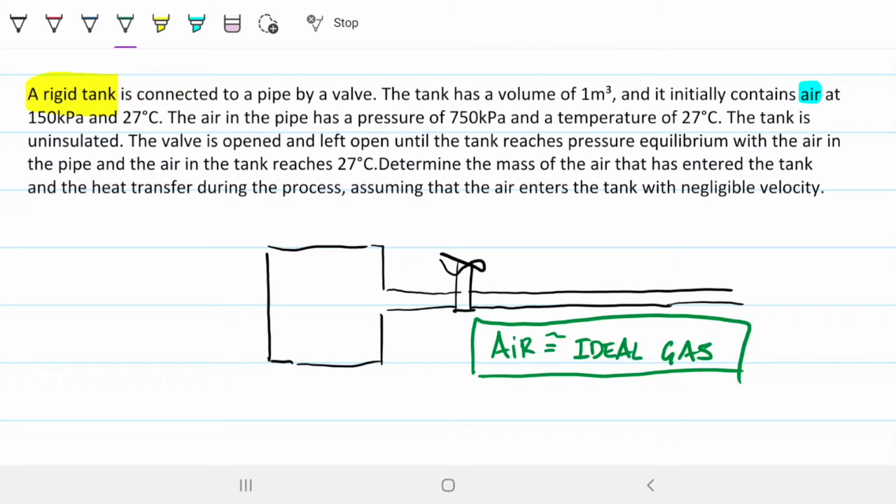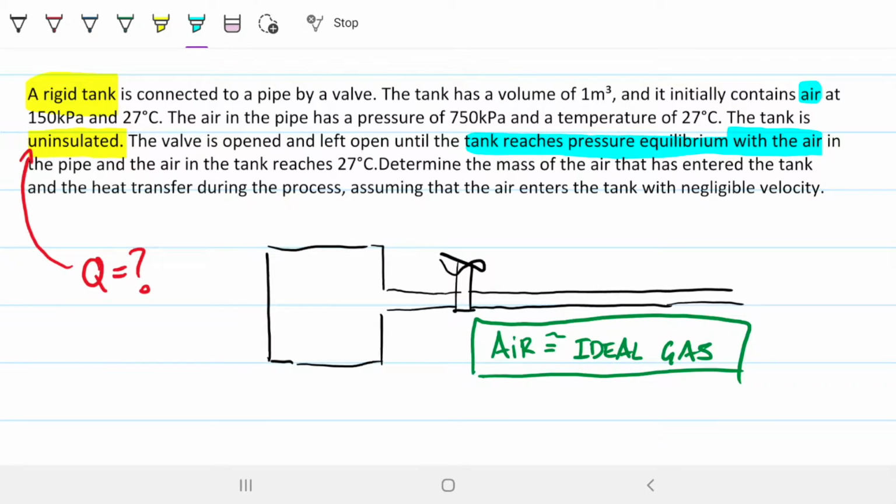What else? The inner pipe pressure is given, and the temperature is, so this is obviously very important because this is giving you a very big hint that we're going to have to calculate Q, whether it's going in or going out of the tank. The valve is open and left open until the tank reaches pressure equilibrium in the air. So this gives us an important indication on when this process is going to end. It's going to end when the tank reaches pressure equilibrium with the air in the pipe.